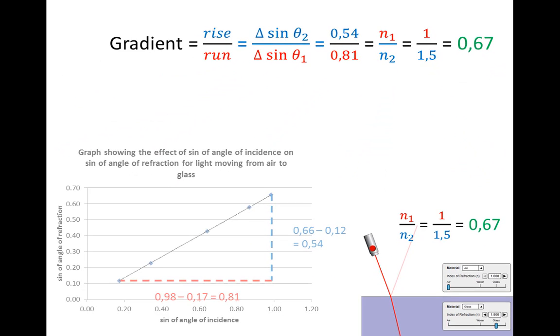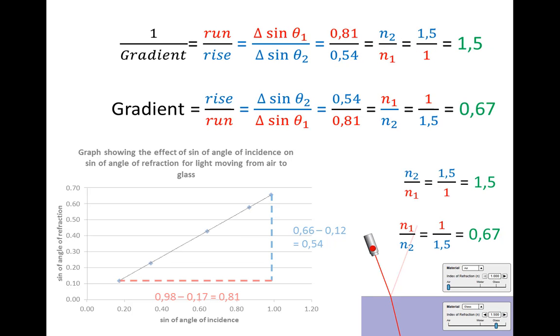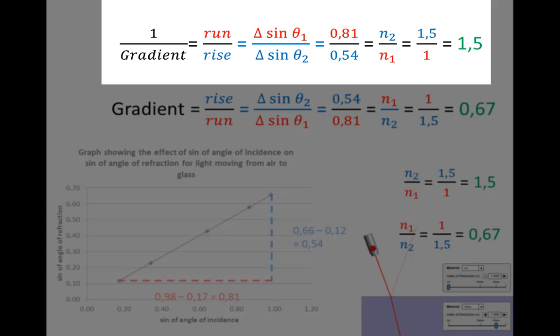So we can see that the gradient of this graph gives us the ratio of the refractive indices of the two media that the light is moving between. If we like, we can give it as 1 over gradient, and then we get the answer in the format that we like for Snell's law, which gives us the answer of 1,5 in this case.